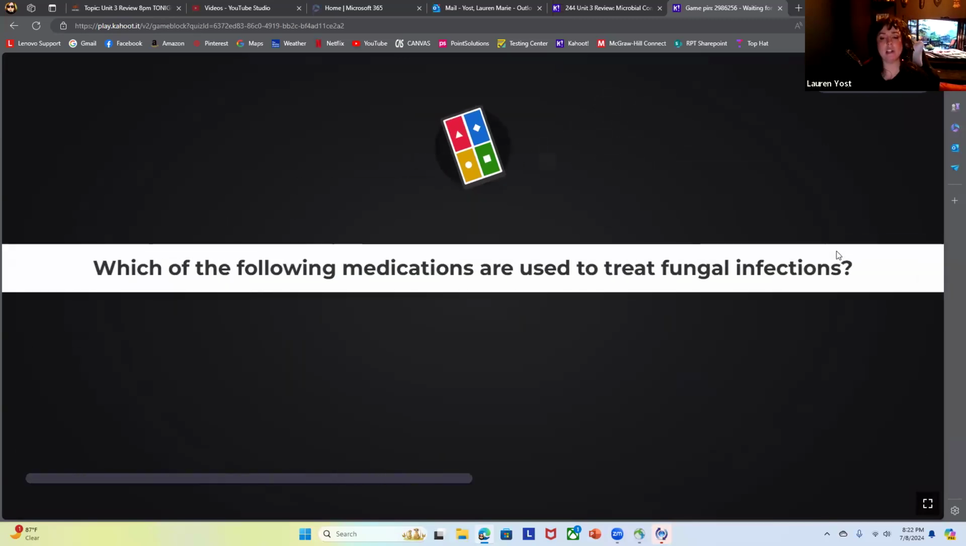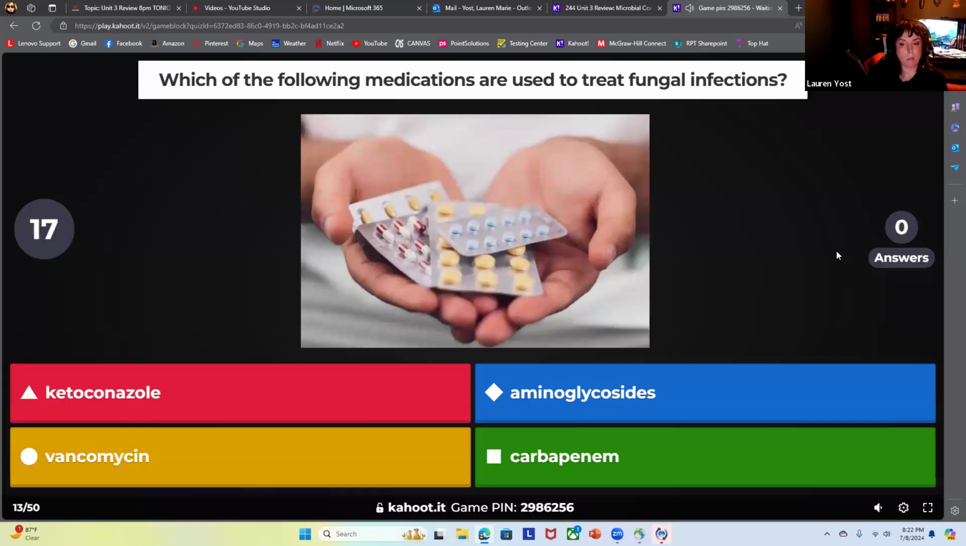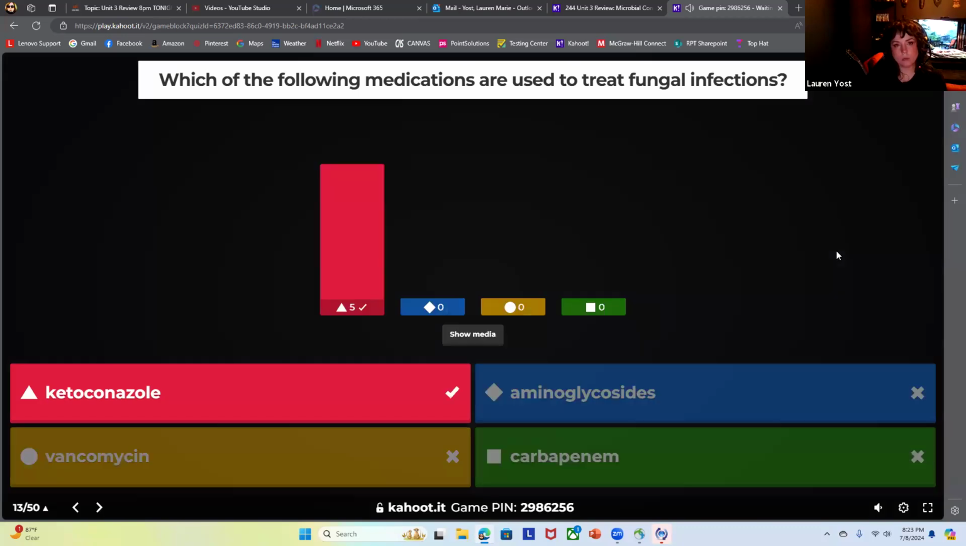Which of the following medications are used to treat the fungal infections? All right, a large number of the azoles will fall into this category. The ones that you see medically a lot are going to be ketoconazole, miconazole. Those two are the biggies.